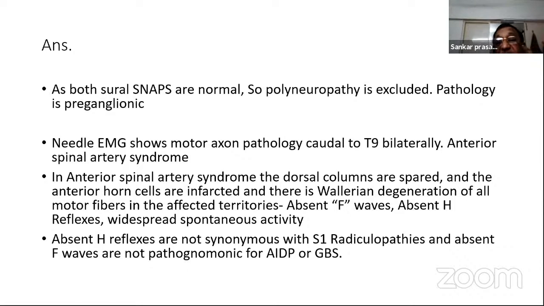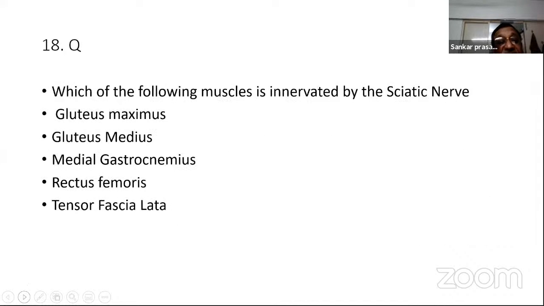Clinical correlation with electrophysiology is very, very important, and Suresh, you faulted here, but anyway, that's okay. Which of the following muscles is innervated by the sciatic nerve? Gluteus maximus, medius, rectus femoris, tensor fasciae latae, medial gastrocnemius. I think it's a very easy question. Many people have answered this. Gastrocnemius, that's correct, right?